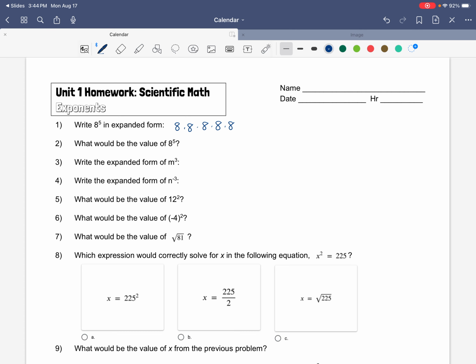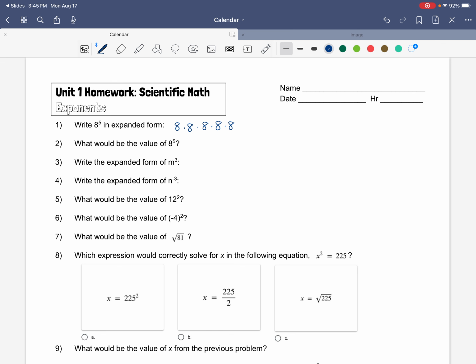So for number 2, it wants to know what's the actual value. So this time we're actually solving it using a calculator. So in your calculator, you're going to do 8 to the power of 5. To do that, you're going to type in 8, and then you're going to use that caret button that's above the squared button. It looks like a little up arrow, and then you'll put 5, and then you should get the answer.